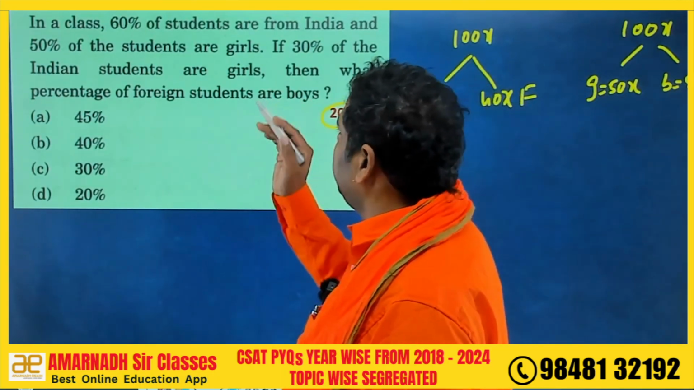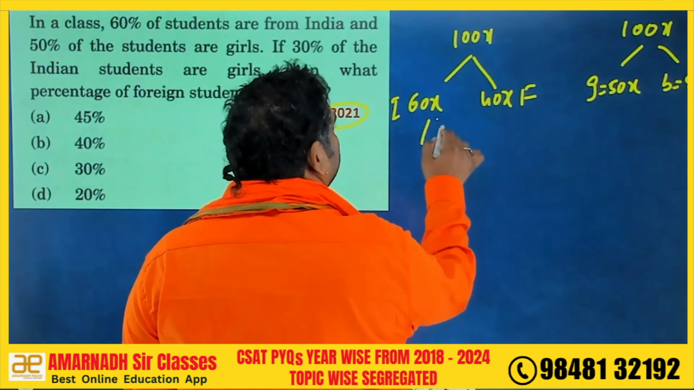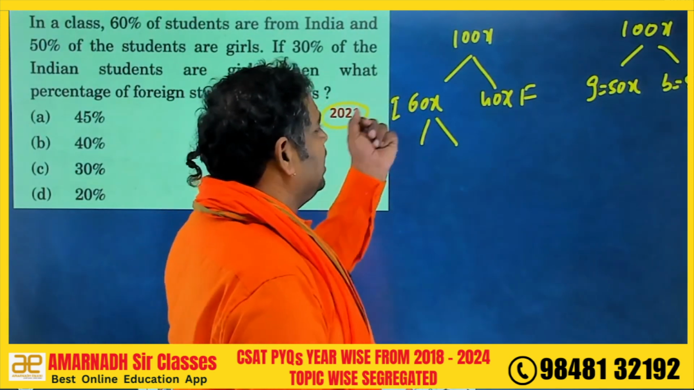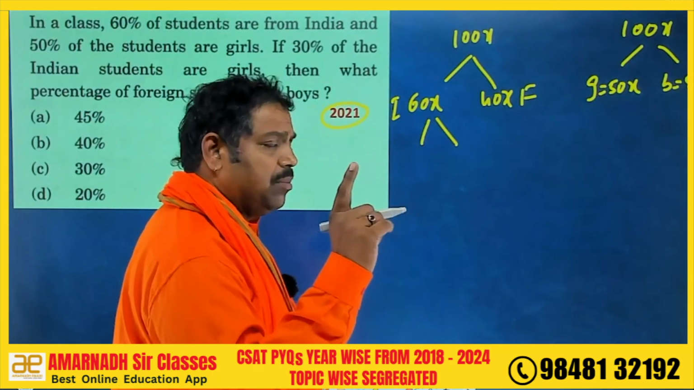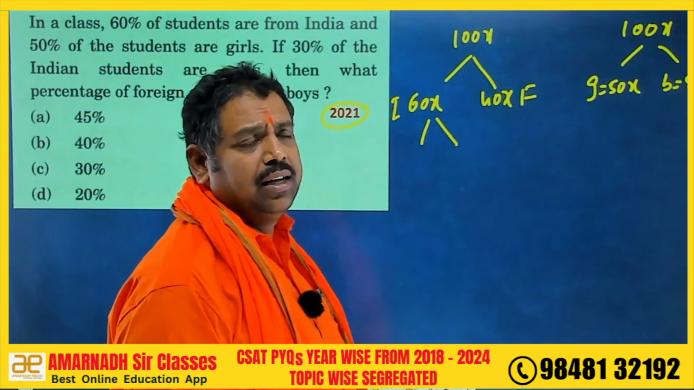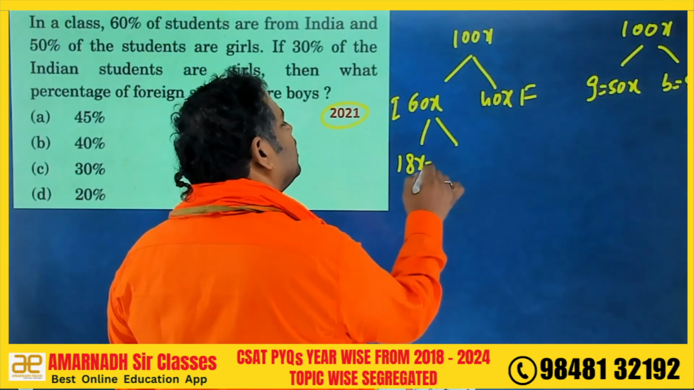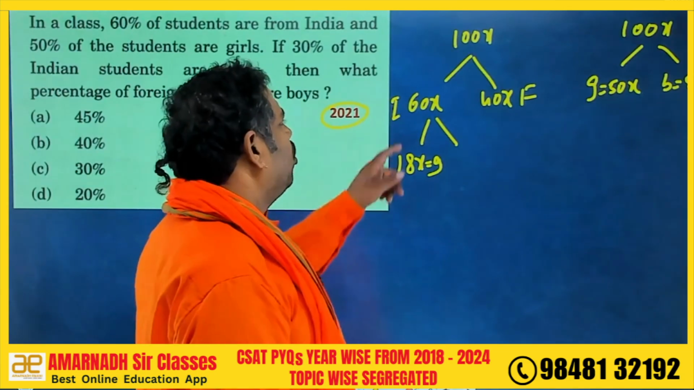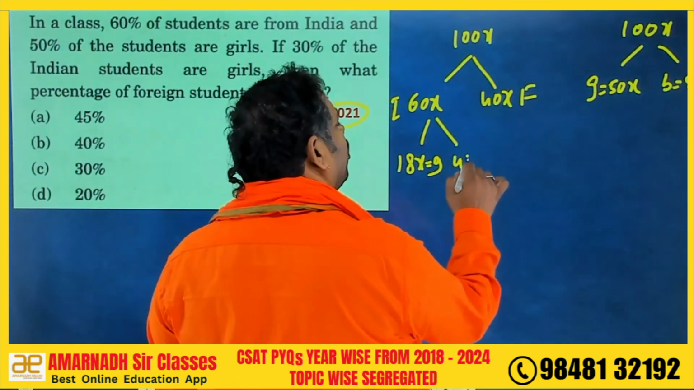If 30% of the Indian students are girls, how many are girls here? 30% of Indian students. 10% is 6. Remember, 30% doesn't mean 30x here, because 30% of the Indian students are not 100, right? It is 60x. So 10% is 6, 30% means 18. 18x are girls. Total is 60x, so 18 are girls means the remaining 42 are boys.